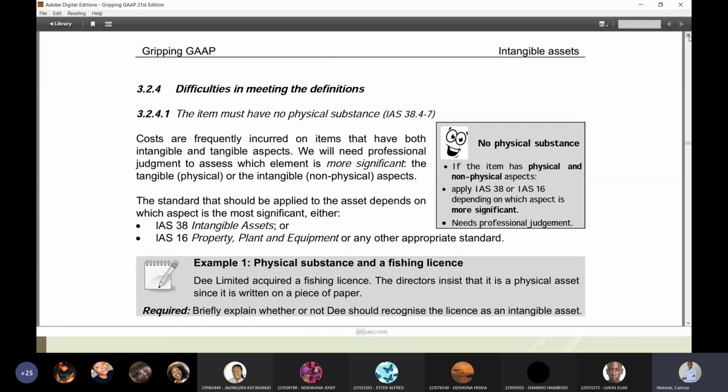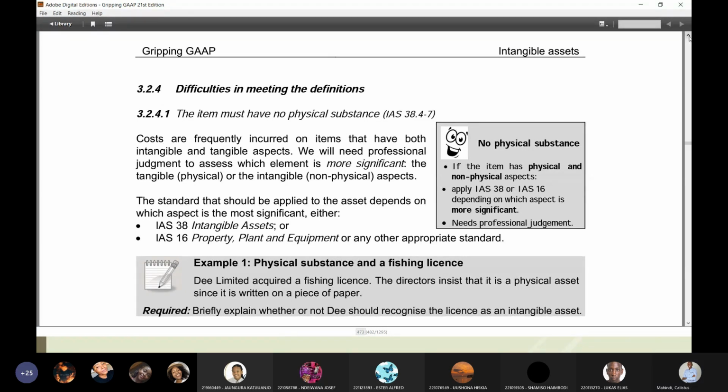So something like this, maybe this should be a 3-mark question or a 4-mark question. So it's not enough to say this is PPE or this is an intangible asset. You have to explain why, or whether it should be recognized as a PPE or whether it should be recognized as an intangible asset. You have to provide reasons.